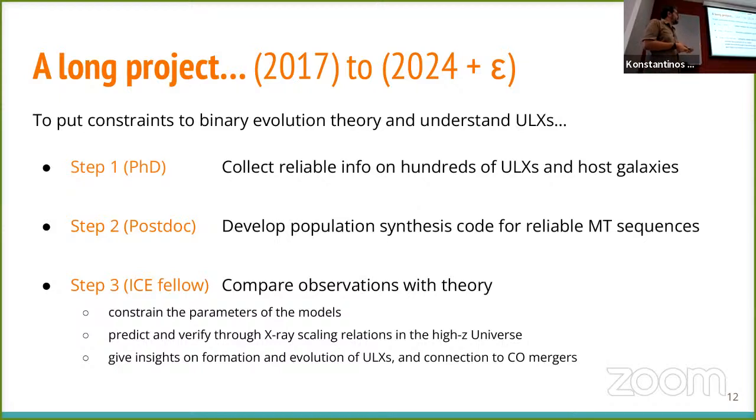Then in my postdoc, I joined the team of Tassos Fragos at Geneva University, where we're developing a population synthesis code with detailed binary evolution in order to get more reliable mass transfer sequences of binaries. I will talk about this more later. And then here, I will try to combine these two. I will try to use this population synthesis code in order to constrain parameters of binary evolution models using the observational data.